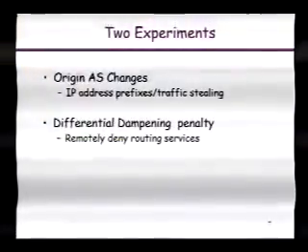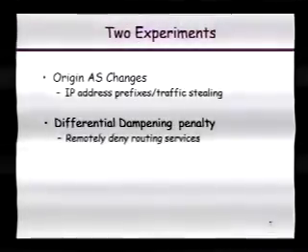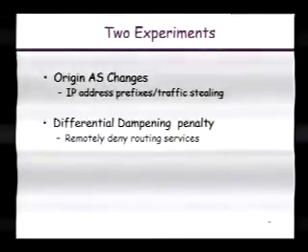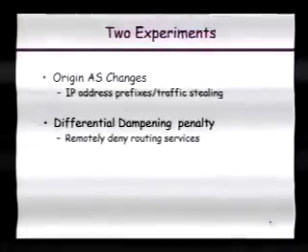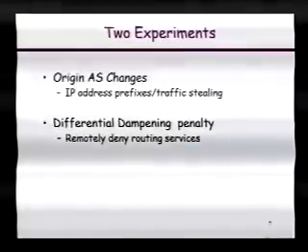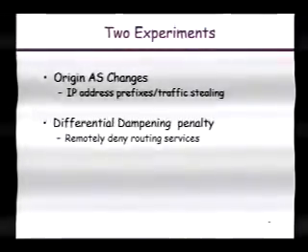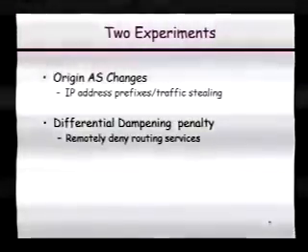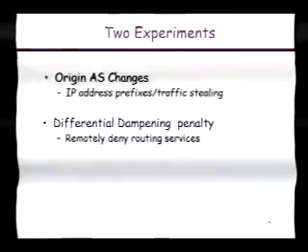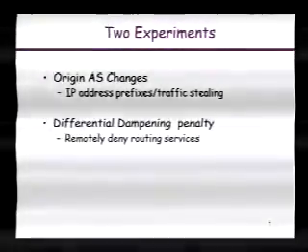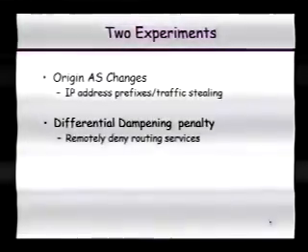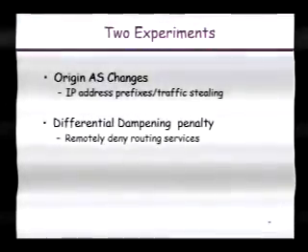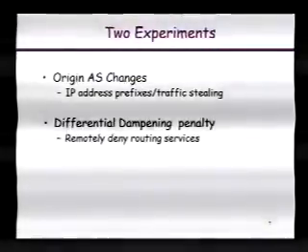Here, I'd like to mention two experiments we did in this testbed. The first is the origin AS change. We did a similar thing to what the small London ISP did. The second is related to route flap dampening. In our experiments, we show that an attacker can take advantage of route flap dampening, so he can remotely cause a router to suppress a route. Because I don't have much time, I won't go into detail of the experiments.